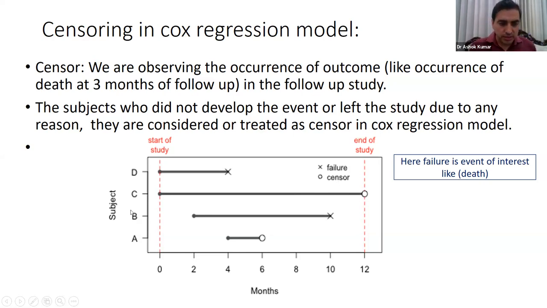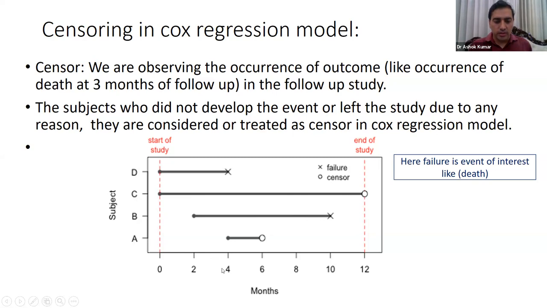Now subject B started from here, because some participants enrolled early and some participants enrolled later. This participant enrolled here and was followed up from 2 to 10. It means it is 8 months of follow-up, and in 8 months he developed this event. A cross mark means development of the event, or failure, or death, so it is not censored. So B is not censored, D is not censored, but C is censored. And what about A?